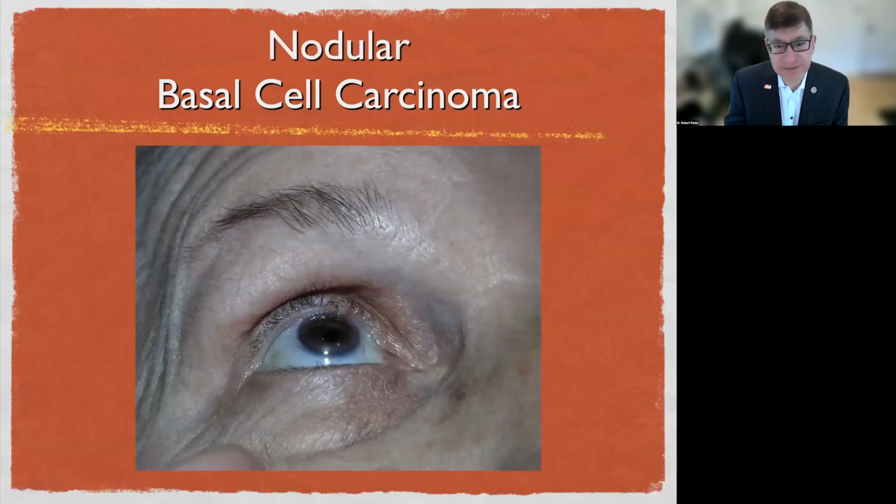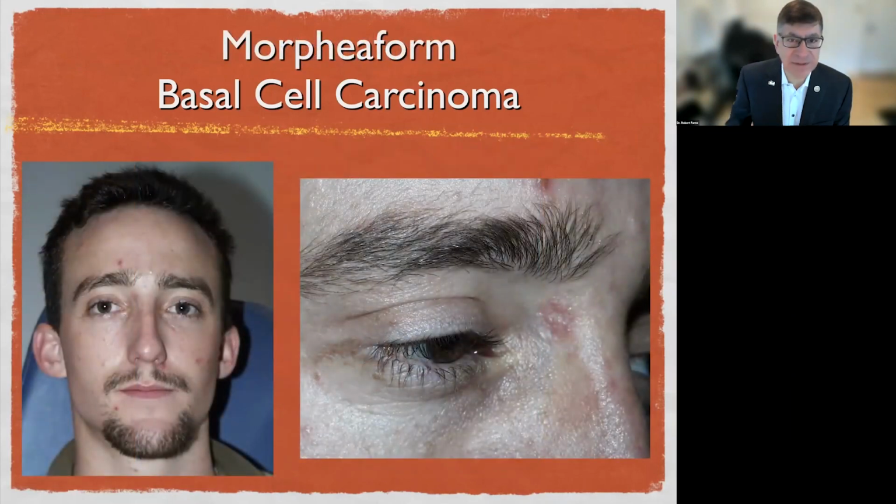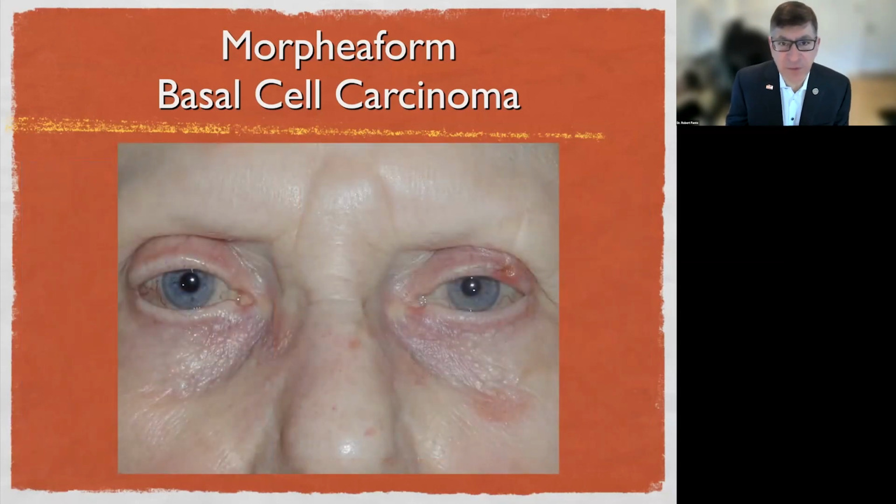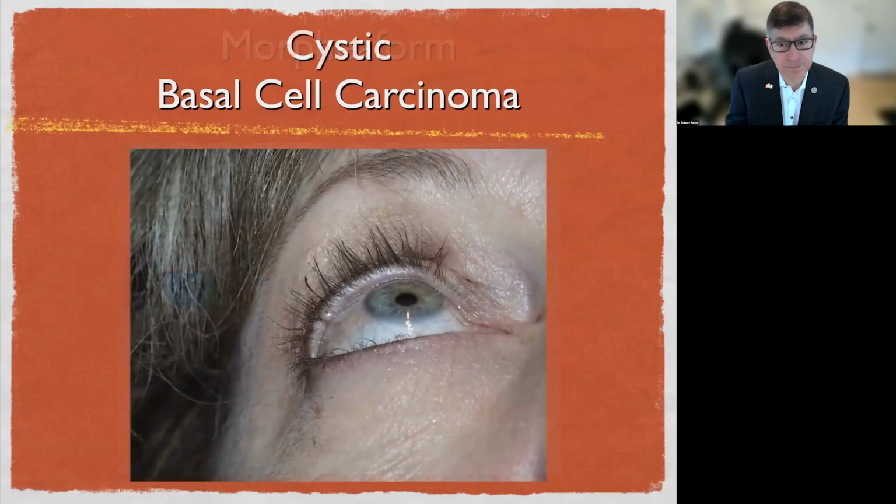An example of a nodular basal cell carcinoma. Again, you might not be as worried about this one, except for that small area of ulceration. This is perhaps the youngest patient I've taken care of with morphiform basal cell carcinoma involving the medial canthus there. Another example of morphiform basal cell carcinoma with lots of erythema, the local ulceration, destruction of the lid margin. An example of cystic basal cell carcinoma where it looks more like a nevus. And here, the lashes don't appear to be destroyed, and again, highlighting the need for a biopsy.